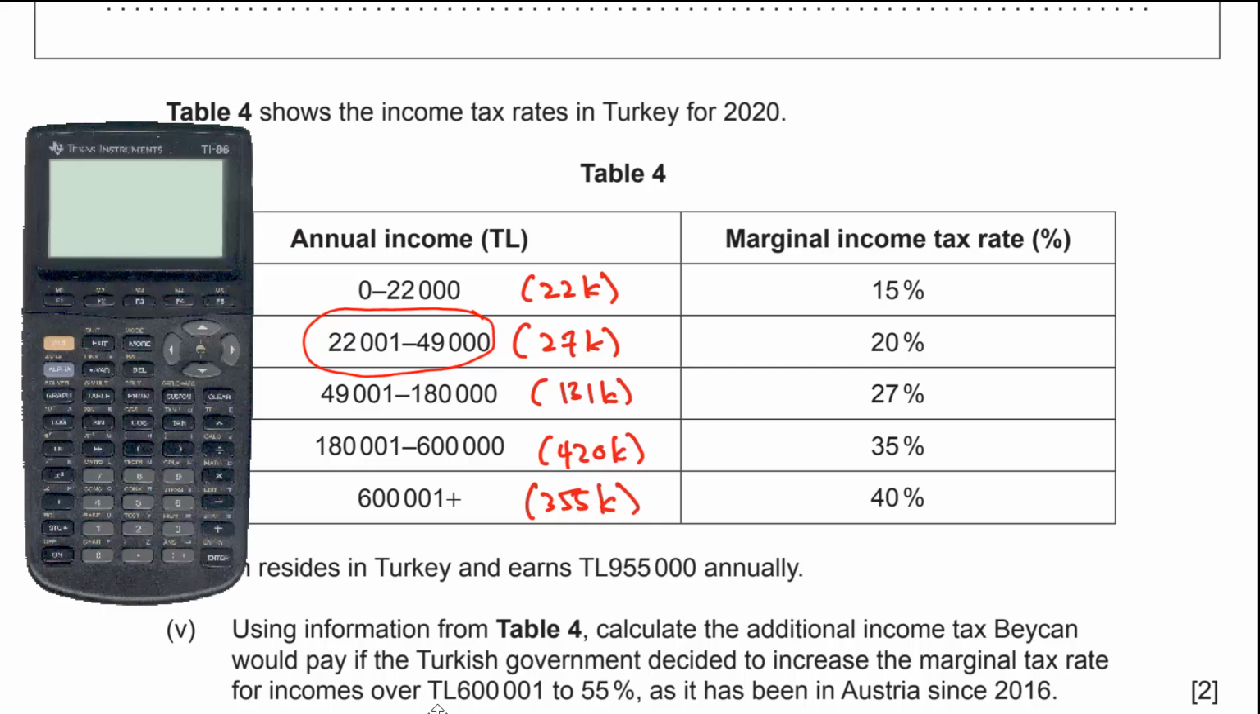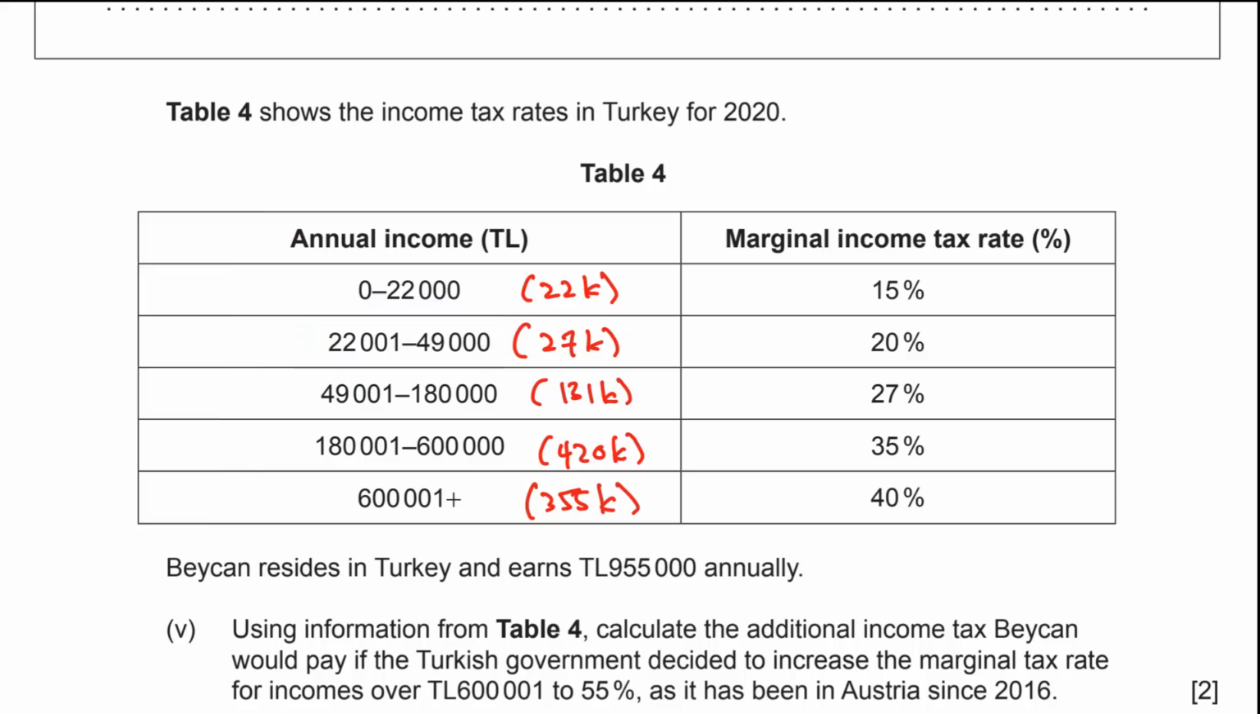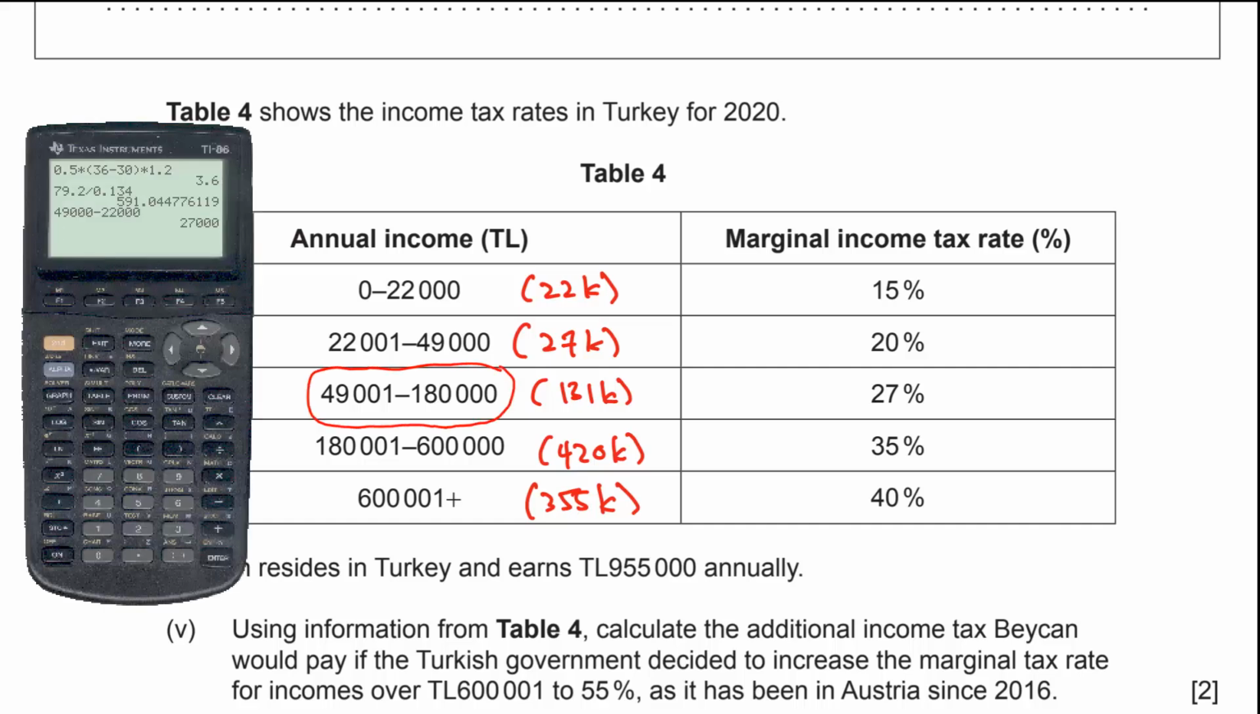If I just go 49,000 minus, let's say, 22,000. I know it's 001, but let's just keep it as 22 for now. So that interval has a size of 27,000. If I go to the third one, the third bucket is 49,000 to 180,000. You can see what I'm doing here. So if I go 180,000 minus 49,000, that third bucket has a size of 131,000, and so on.